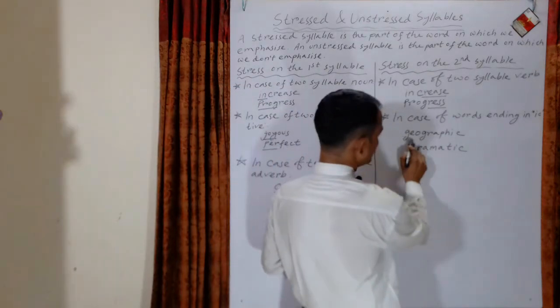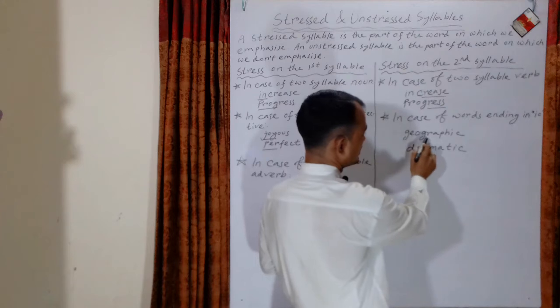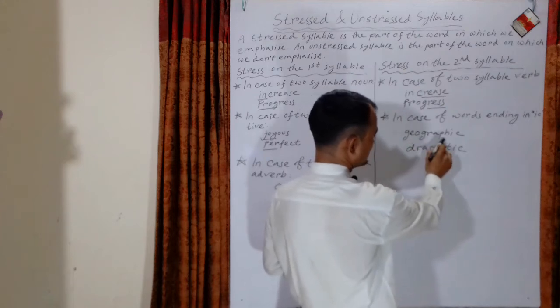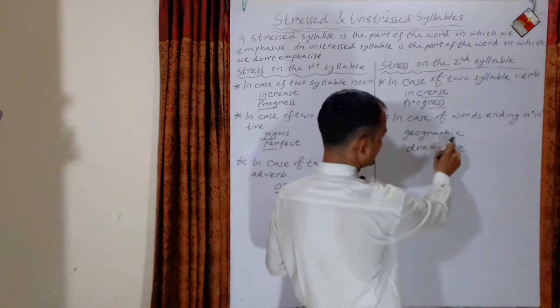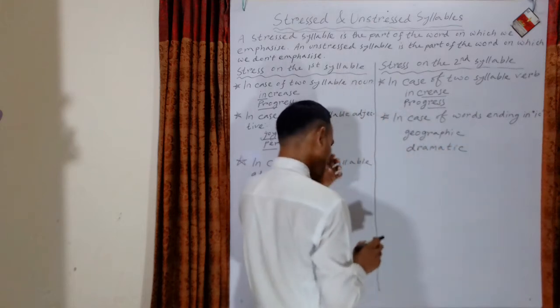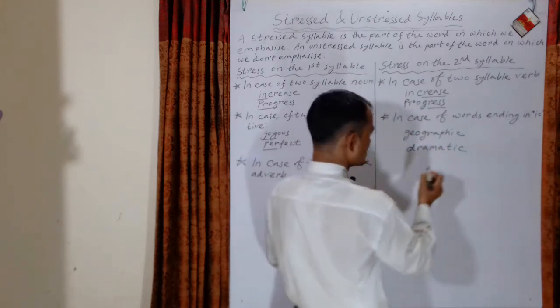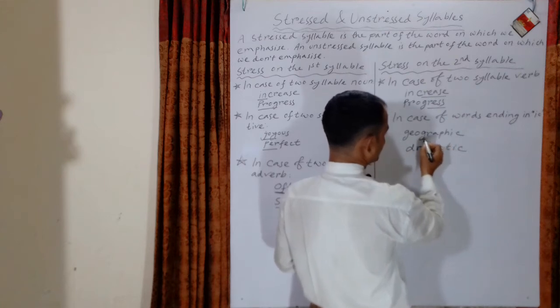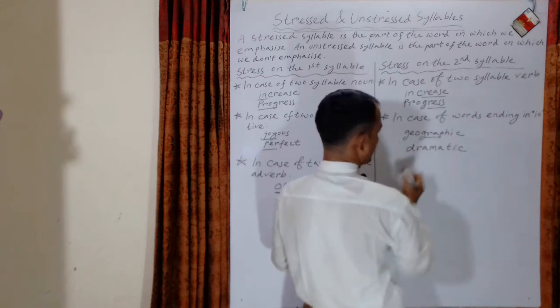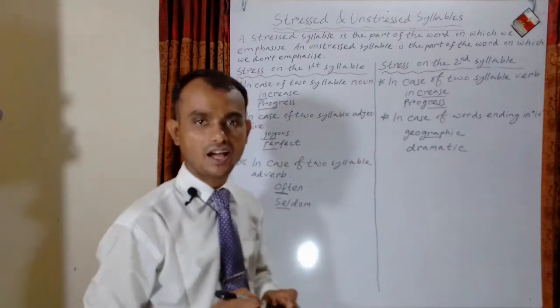Geographic. Geo is the first syllable. Graph is the second syllable. Fic is the third syllable. Since this is a word ending in IC, we should stress on the second syllable. Gra.